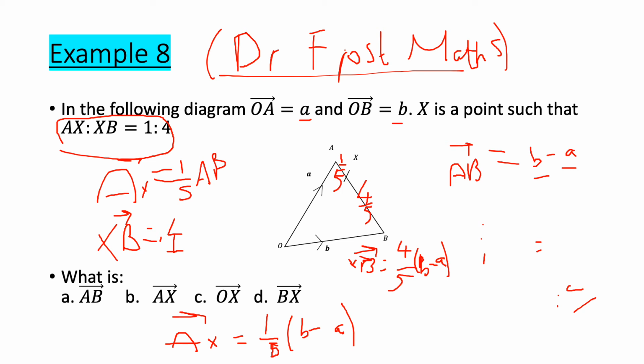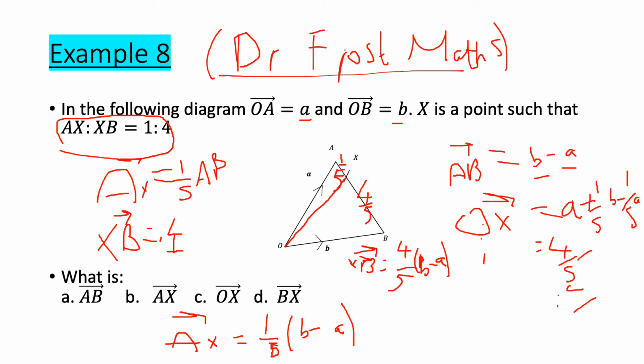Okay. So XB is 4/5 lots of B minus A. Right, OX, guys, OX is going to be A plus 1/5 lots of B minus A. Expanding this, I get 1/5 B minus 1/5 A, which equals 4/5 A plus 1/5 B. Underline, guys, remember that it's underlined because it's vectors. So that's my answer for OX.